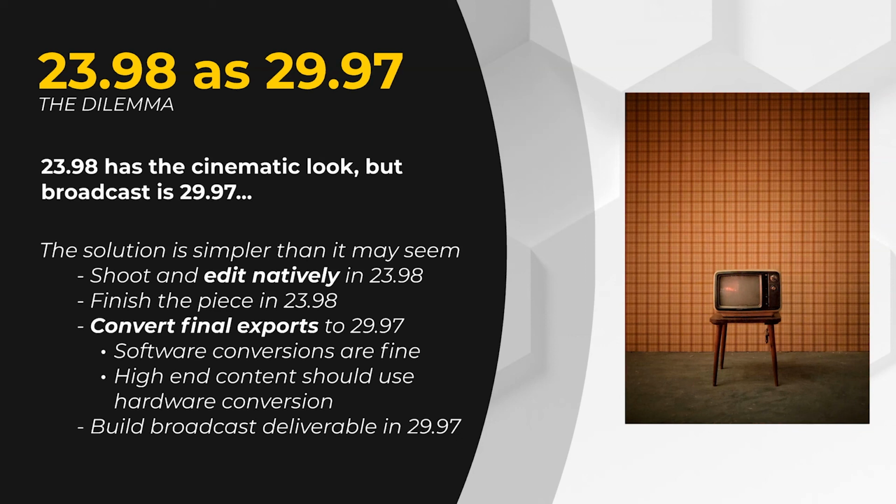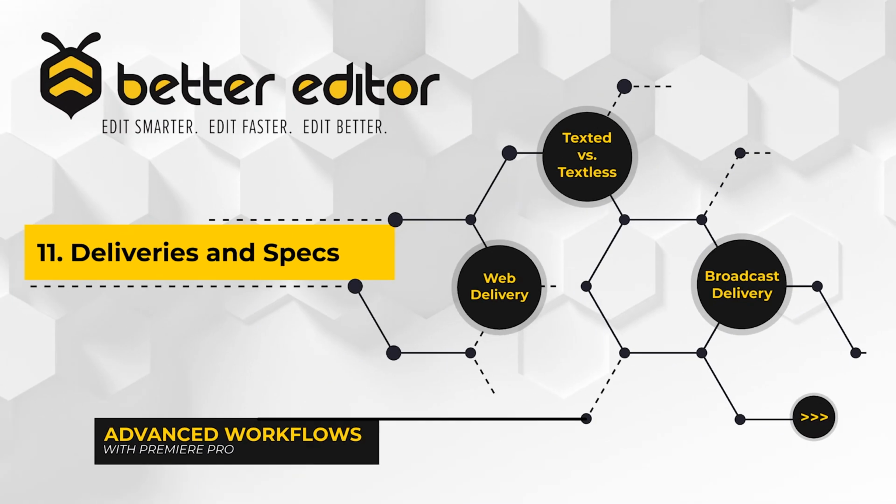Really, though, the best solution, if you can make it happen, is to edit the entire thing in 23.98 and export the timeline in 23.98, and then let the network or the trafficking service do the conversion to 29.97 for you. Many times, though, that's not an option.